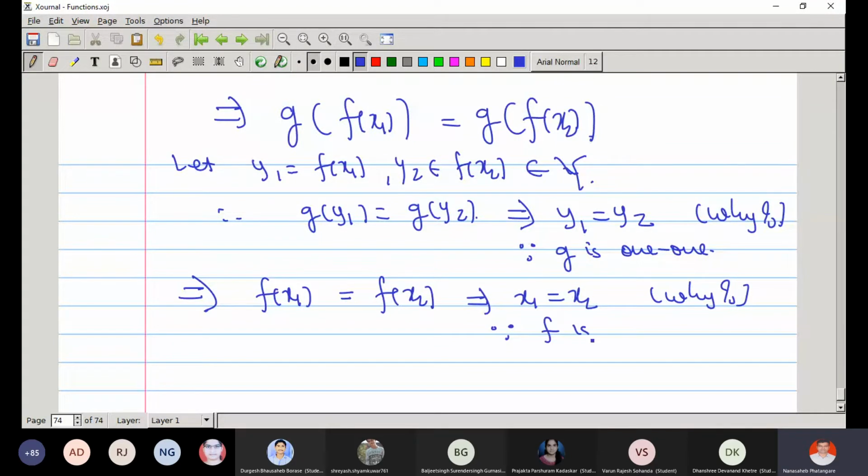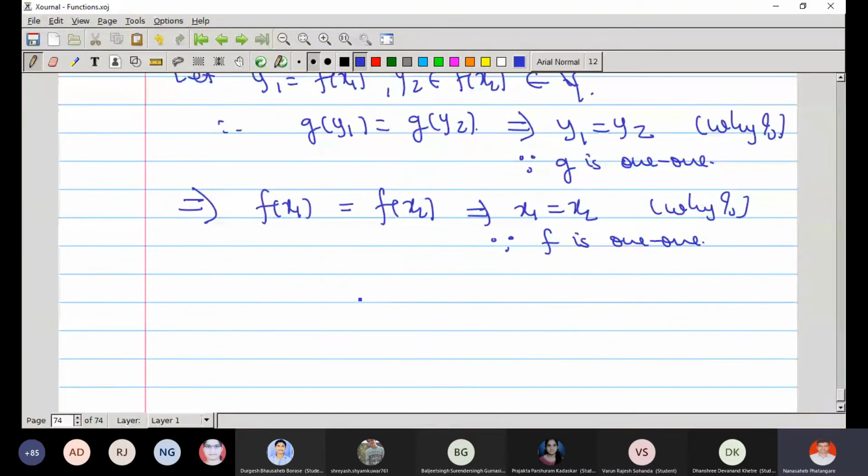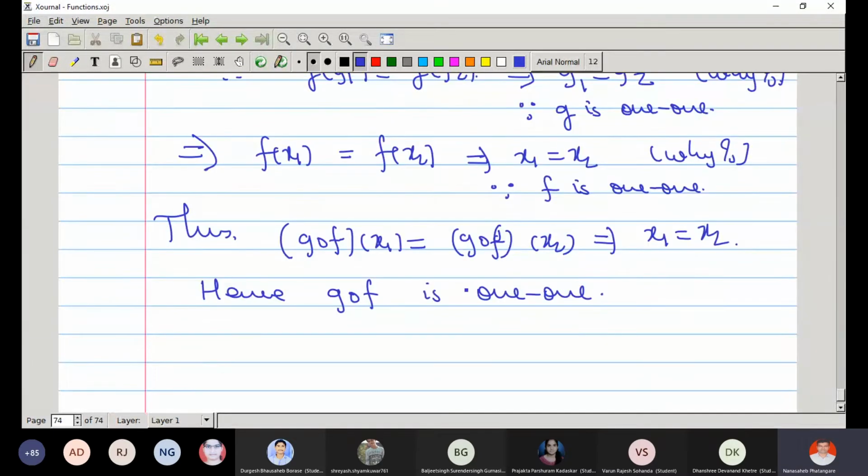Thus, if we apply G composite F on x1, and if we apply G composite F on x2, and it gives the same image, then what we found? We found that x1 is equal to x2. G composite F is 1, 1. No matter which point you select, every time this is going to happen. If images are same, then pre-images are same. So we conclude that the composition function is also 1, 1. Is it clear?